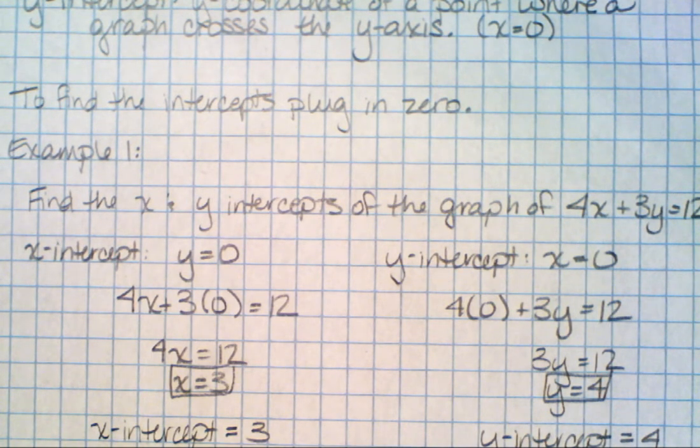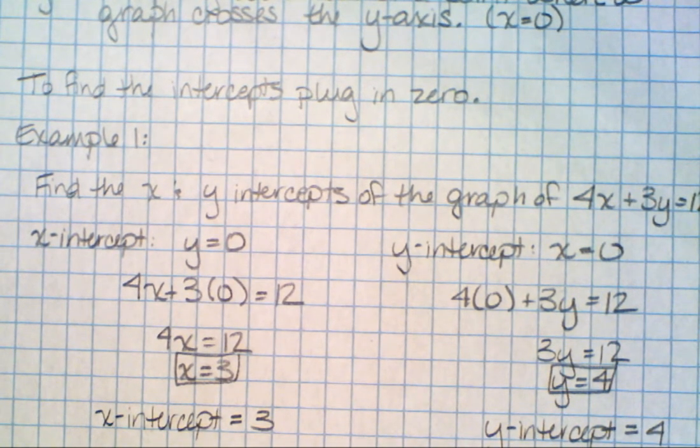I do the same thing to find the y-intercept, except I plug in 0 for x. So 4 times 0 plus 3y equals 12. Then I divide both sides by 3, and I get y equals 4. So that means the x-intercept is 3 and the y-intercept is 4.